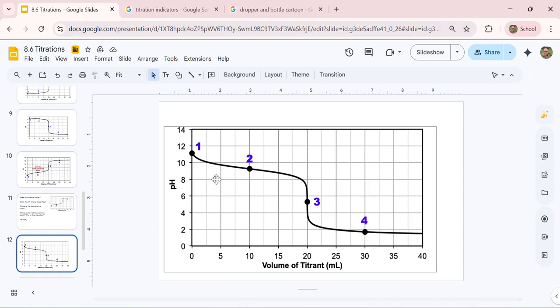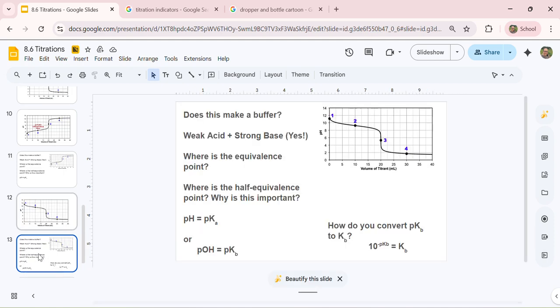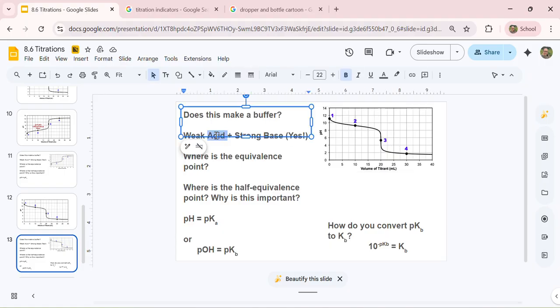And so that's a little shortcut. The other thing that was never explained well to me, that the AP test just assumes you know. Let's make that assumption. Is this a buffer? Yes, because it's a weak base, strong acid. Where's the equivalence point? You guys know that it's at number 3. Where's the half equivalence point? Number 2. Why is it important? Because that's the spot where the pH is equal to pKa.